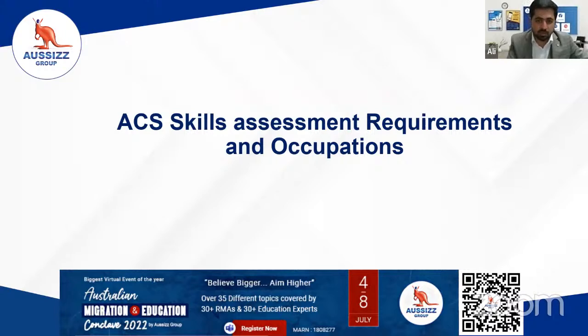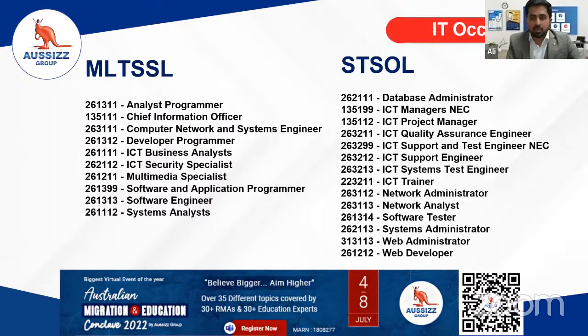Second is ACS skills assessment requirements and occupations that are assessed by ACS. Now, ACS is the Australian Computing Society. There are two types of occupations there, so I have divided it: a few occupations are on the medium and long-term list, and a few are on the short-term list, as commonly known. In the MLTSSL, there are occupations like analyst programmer, developer programmer, ICT business analyst, software engineer, and systems analyst. When it comes to the short-term list, there are occupations such as database administrator, ICT support engineer, network administrator, software tester, system administrator, and a few other occupations mentioned on the right side of the screen. You can have a look into it, because these are all the occupations that ACS can assess.